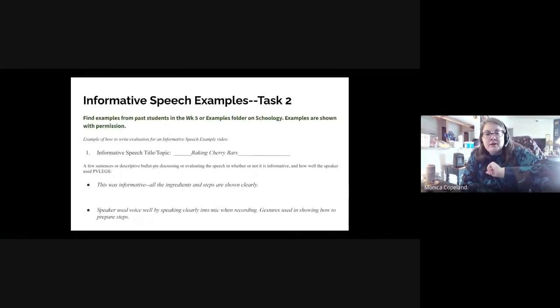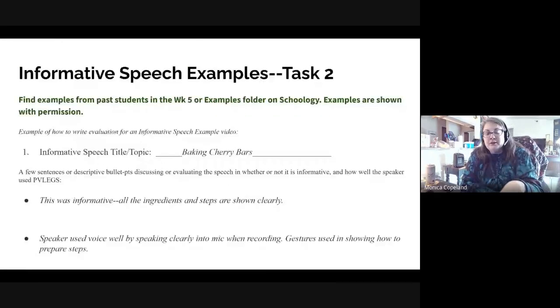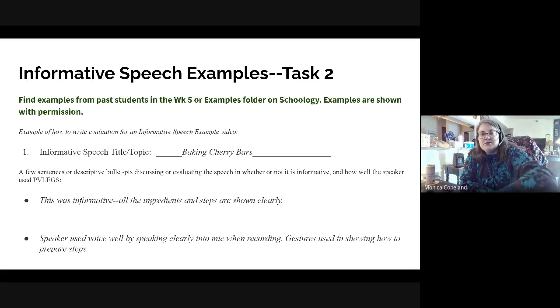Let me show you. So here's an example of how this would look completed. On an example, it doesn't exist. So please don't write this as your answer, because I've had students do that and it's confusing. All right. So let's say I watched one on baking cherry bars. I would write baking cherry bars or cherry bars. And then here's a sentence explaining whether or not it's informative. So this was informative. All the ingredients and steps are shown clearly. And then here's PV legs. Speaker used voice well by speaking clearly into the mic when recording. Gestures used in showing how to prepare steps. So I've talked about PV legs there. And that is how you do that.